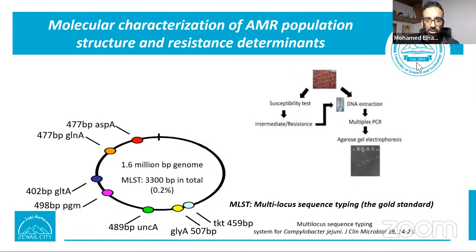In order to determine the clones, the standard that we commonly use to characterize clones in Campylobacter, the gold standard, is called multi-locus sequence typing. As you see here, this is a bacterial genome, and the genome of Campylobacter is a tiny one, 1.6 million base pairs. So you select 7 housekeeping genes. Housekeeping means they are crucial for the metabolism of the bacteria, and they are conserved among all the genomes. So you select 7 of these genes, and you do simple Sanger sequencing.